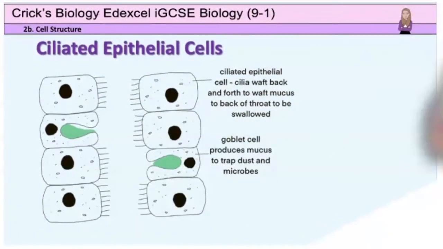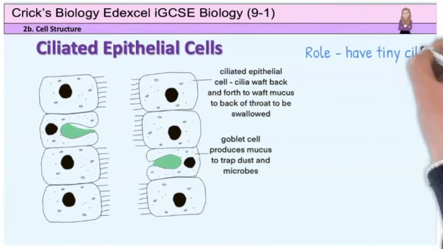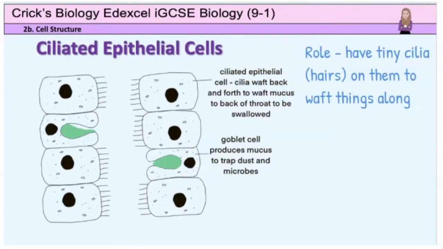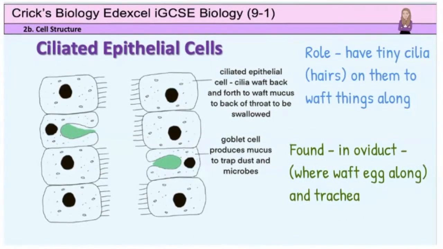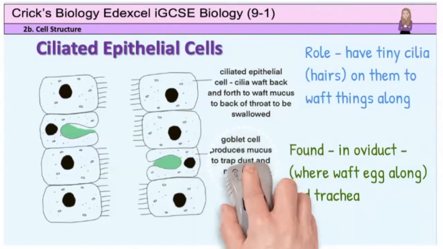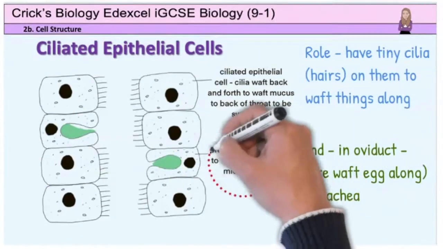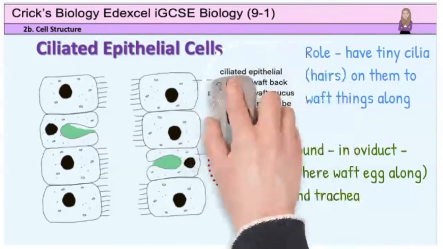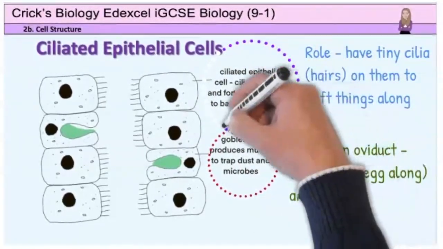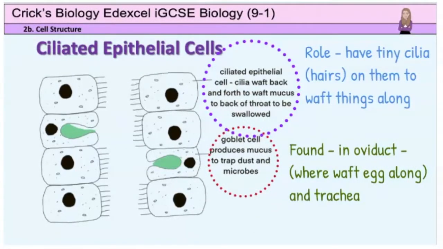Next are the ciliated epithelial cells. These have little hairs on them, and their role is to waft things along. They're found in the oviduct, where they waft the egg along, and also in the trachea. In the trachea, they work with goblet cells, which produce mucus to trap dust and microbes. The hairs on the ciliated epithelial cells waft that mucus containing the dust and the bacteria up to the back of your throat, where you then swallow it into your stomach, where the bacteria are killed.